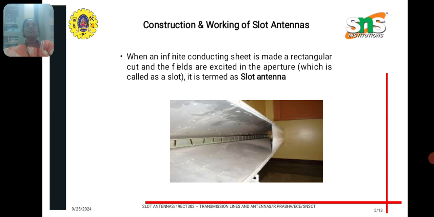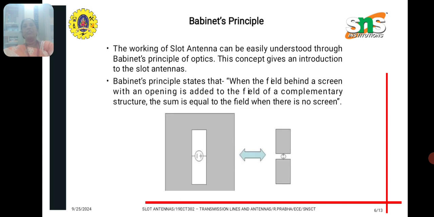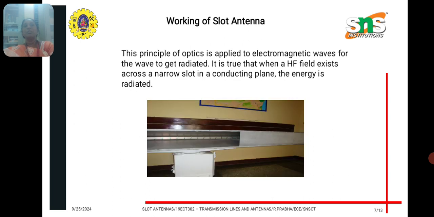Construction and working of the slot antenna: when an infinite conducting sheet is made with a rectangular cut, the fields are excited in the aperture, which is called a slot, and the antenna is termed a slot antenna. The working of the slot antenna is easily understood by Babinet's principle of optics. According to Babinet's principle, when the field behind a screen with an opening is added to the field of the complementary structure, the sum is equal to the field when there is no screen. So this is Babinet's principle.